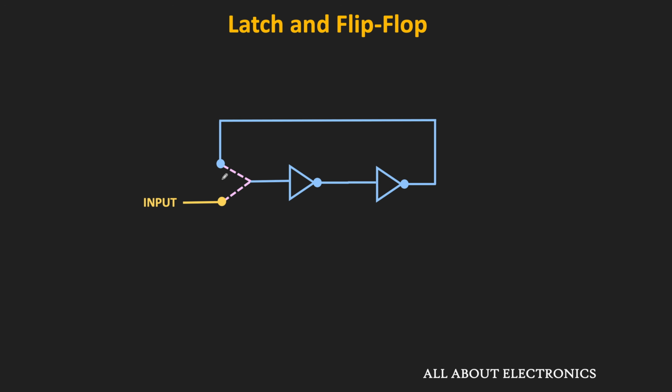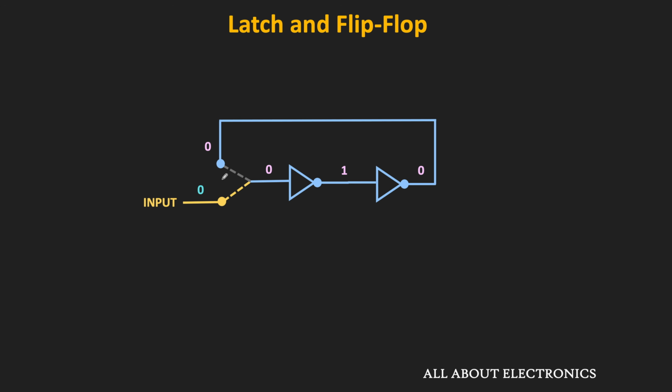Now let's say initially this switch is connected to the input side. So initially the 0 will appear at the input of the first NOT gate. This NOT gate will invert that input. That means its output will be equal to 1, and that will be given to the second NOT gate. So the output of the second NOT gate will be equal to 0, and the same will also appear over here.